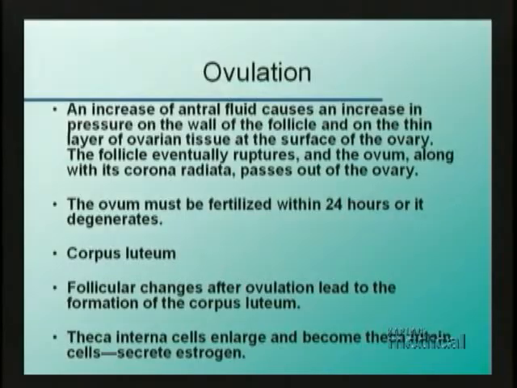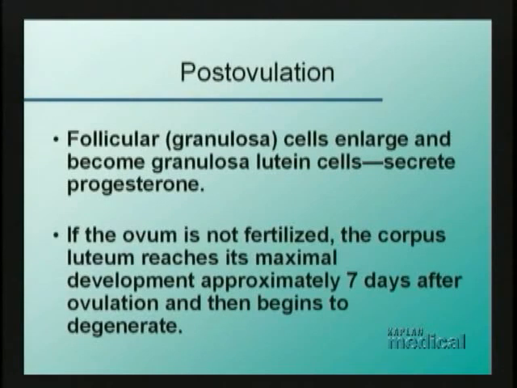At ovulation, an increase in antral fluid pressure causes an increase in pressure on the wall of the follicle. Eventually the follicle ruptures and the ovum, along with its covering of the zona pellucida and its corona radiata, passes out of the ovary, and it must be fertilized within 24 hours or it's going to degenerate. The remaining portion of the Graafian follicle forms the corpus luteum, which we'll see is going to be converted to producing progesterone to help maintain the luminal epithelium of the uterus. So the follicular granulosa cells in that corpus luteum are the ones that actually begin to produce progesterone.